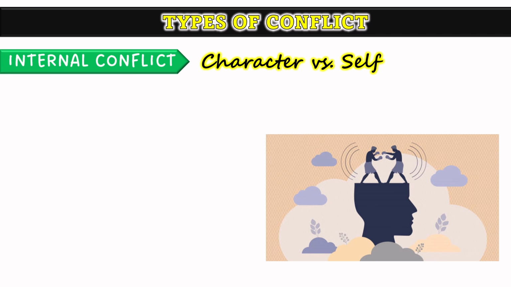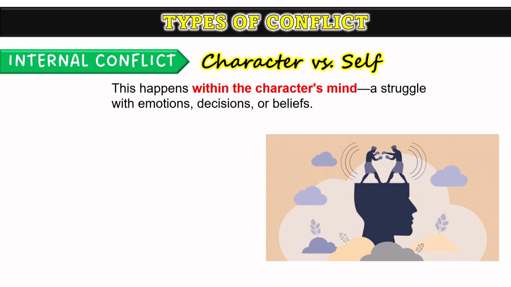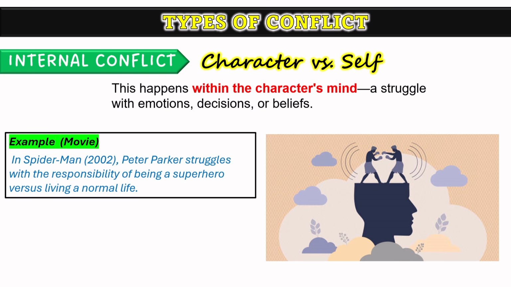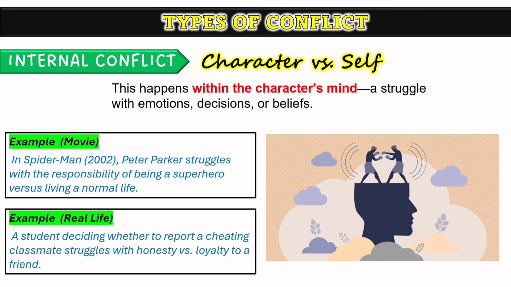This happens within the character's mind, a struggle with emotions, decisions, or beliefs. For example, in Spider-Man 2002, Peter Parker struggles with the responsibility of being a superhero versus living a normal life. An example in real life is that a student deciding whether to report a cheating classmate struggles with honesty versus loyalty to a friend.